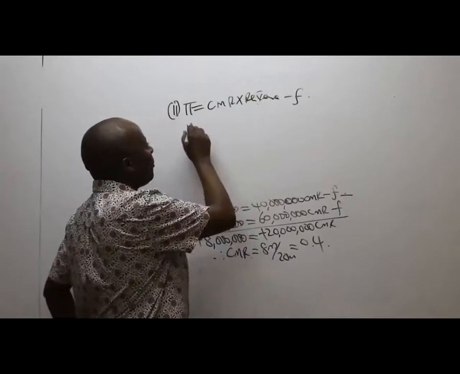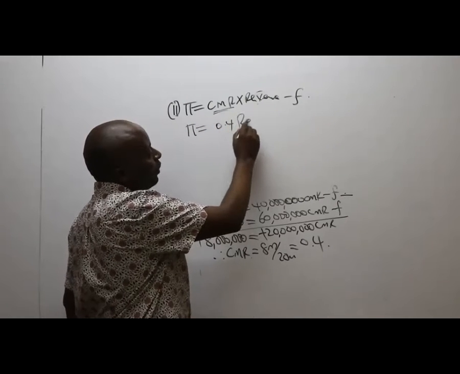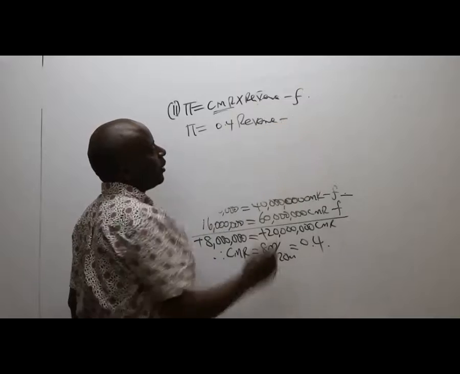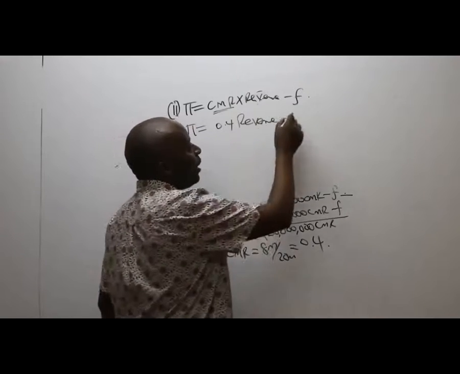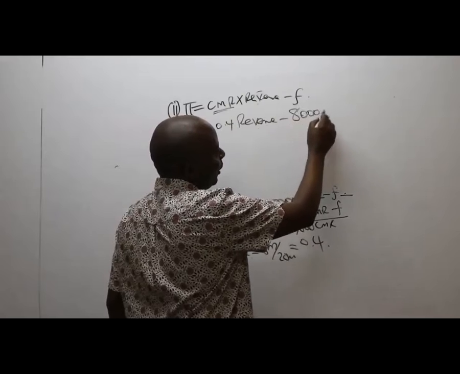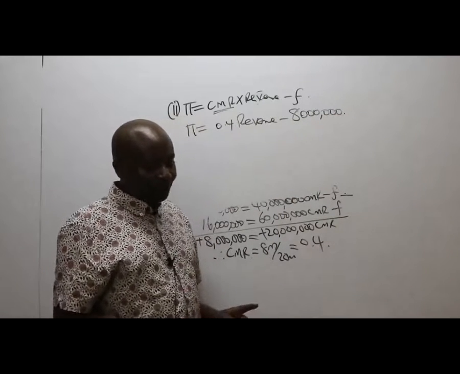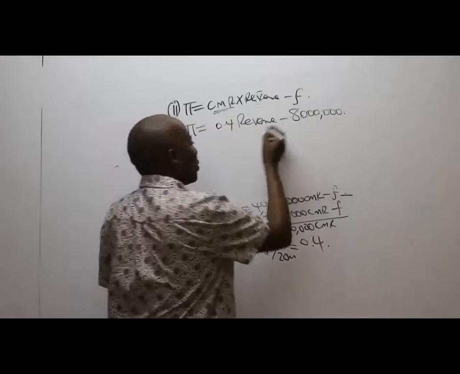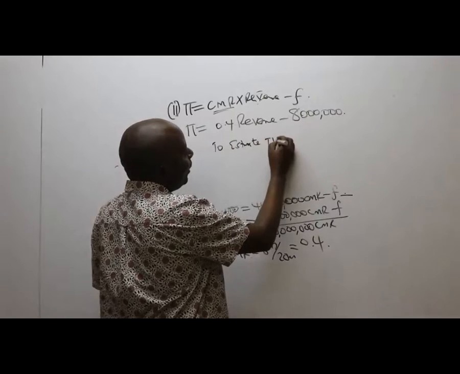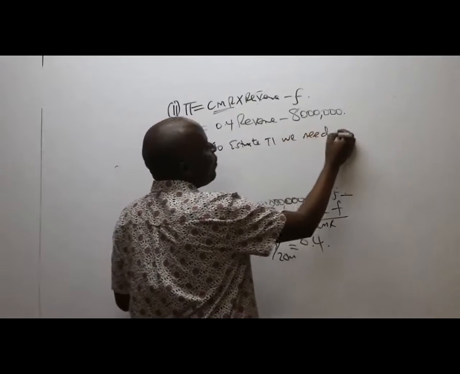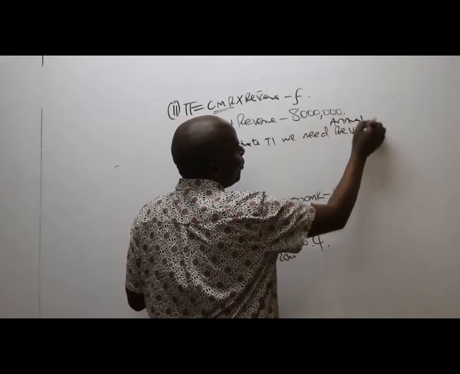And you're the ones who have told me that CMR is 0.4. So it is 0.4 revenue that you generate minus the fixed cost, which you guys told me that each year, the fixed cost of the farm was 8 million, right? So this is the equation. So to estimate profit, we need revenue. We need annual revenue.